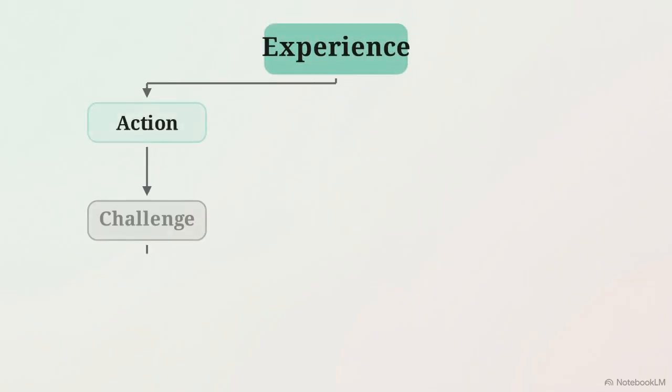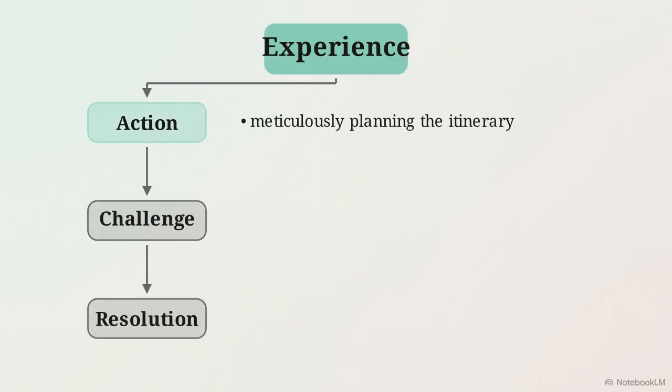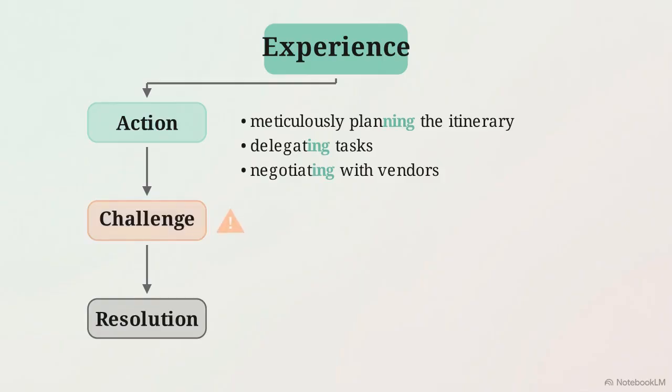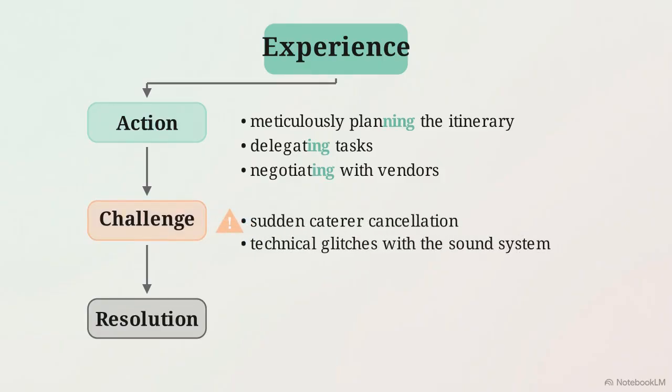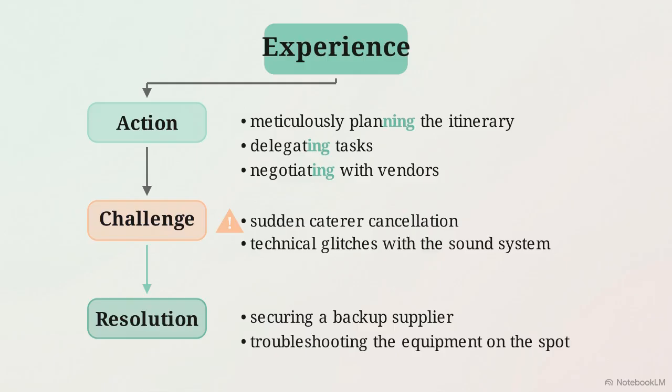The experience block is the operational core of the response, organized into a 3-step sequence: action, challenge, and resolution. First are the preparation actions, meticulously planning the itinerary, delegating tasks, or negotiating with vendors. Listing these active gerunds demonstrates control over complex fluent descriptions. Then comes the challenge, a sudden caterer cancellation or technical glitches with the sound system. Introducing a controlled hiccup provides the opportunity to describe obstacles and transition to a resolution.